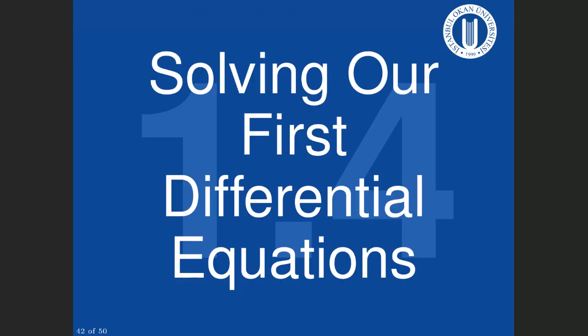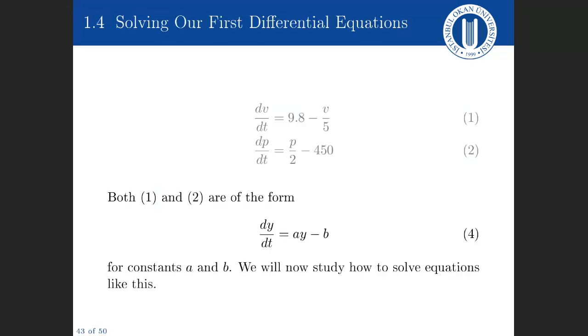Our final topic for today is solving our first differential equations. Two of the equations that we looked at before were equation one and equation two. Equation one was the equation for the falling object. Equation two was the equation for the mice and the owls. You will note that these two equations are of the same form. They're both of the form dy/dt is equal to ay minus b for some constants a and b. In this section, we're going to study how to solve differential equations like this.